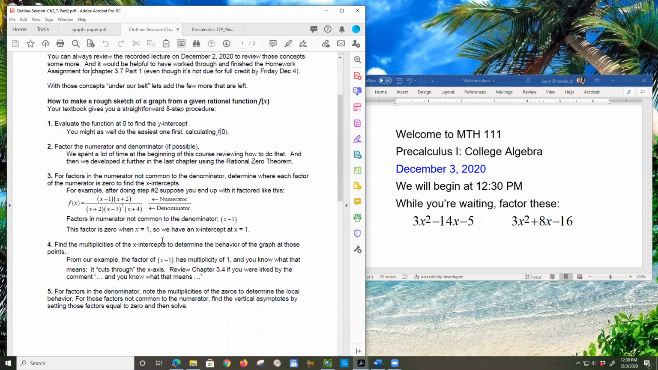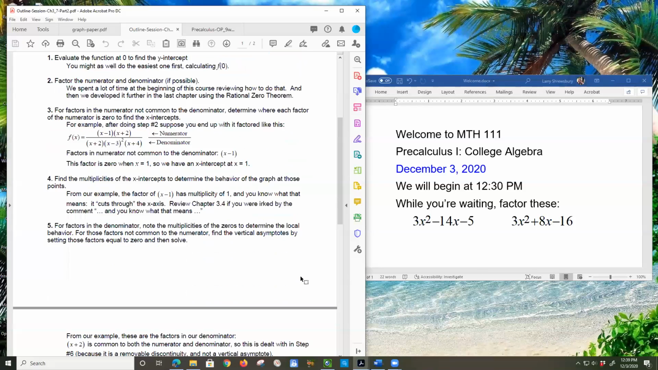Then for each of those x-intercepts, we need to find the multiplicity. Because remember, if it's to an even power, that means at that x-intercept, the graph is going to bounce on the x-axis. So you need to know that. Does that graph cut through the x-axis or does it bounce on it? That's why you need to know if it's an even or an odd multiplicity. And you've worked with that before. In fact, that was back in chapter 3.4 when we first learned about that.